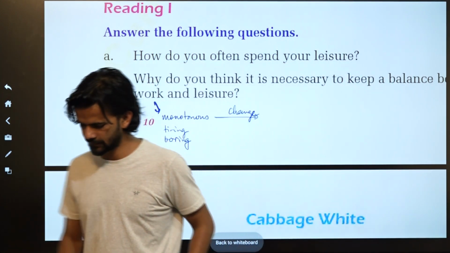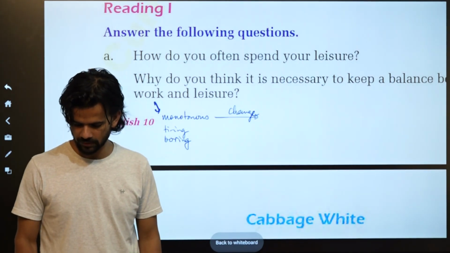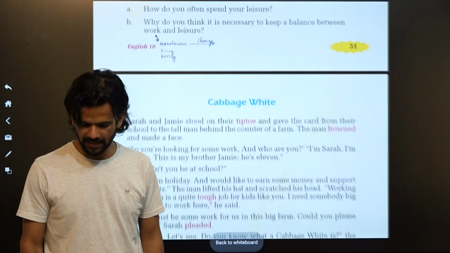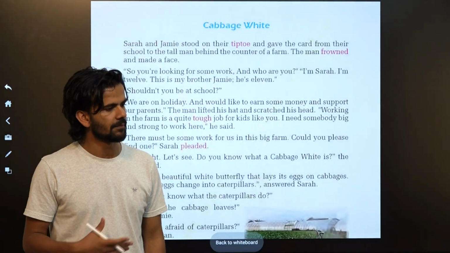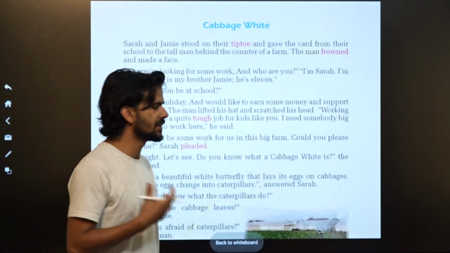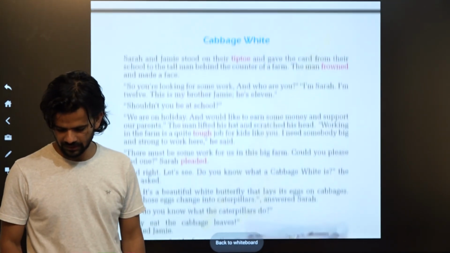What does it do? Refreshes them. And I always encourage students to read more and more, right? Make it a habit, make it a passion, so that whenever you have time, you can spend your leisure time by reading books, by learning something new.